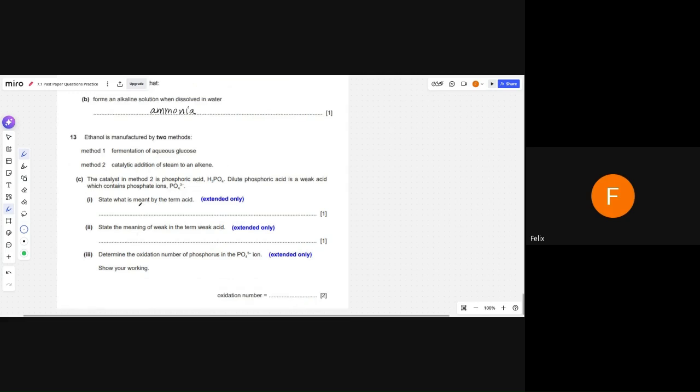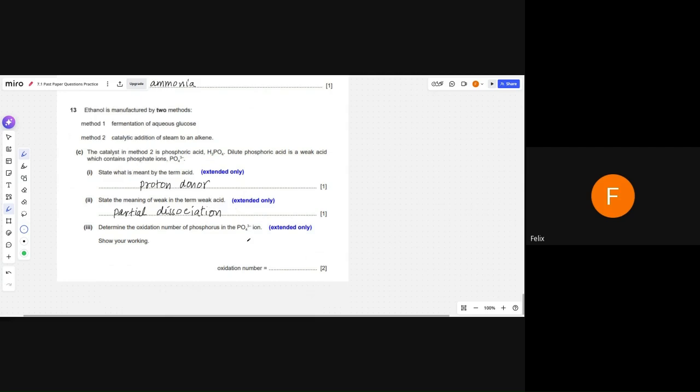State what is meant by the term acid. It's a question for extended. So it's a proton donor. Do not write anything that releases H plus ions in an aqueous solution. Proton donor. State the meaning of weak in terms of partial dissociation. We have talked about this. Weak acids dissociate partially in an aqueous solution, right? Partial dissociation.